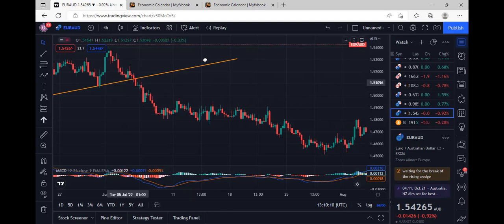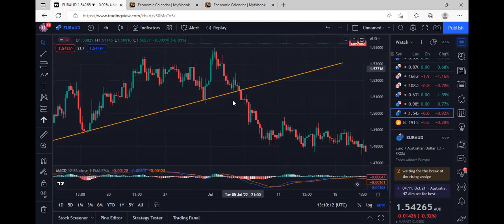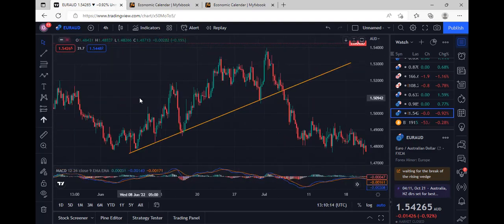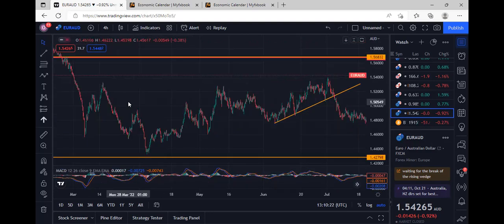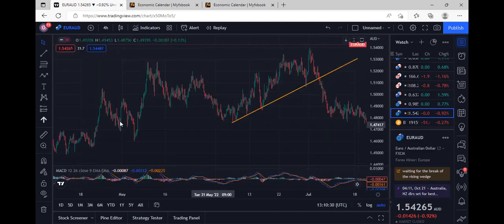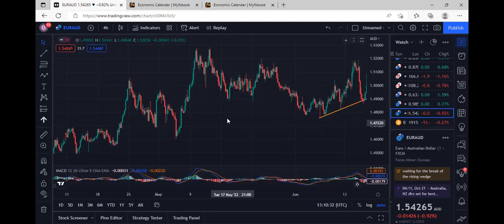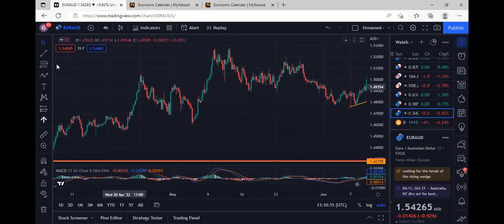So you can see a very big break of structure right here by the market breaking with a bigger candle. The market has just broken with a bigger candle. So that is a break of structure. Okay, let me take you to another break of structure right here. Another break of structure.